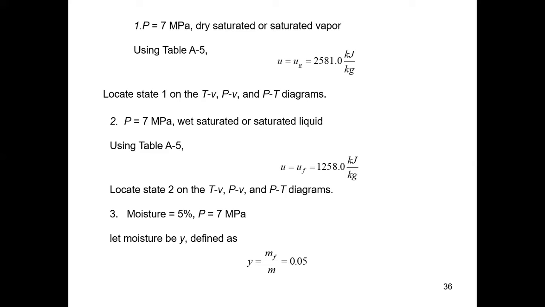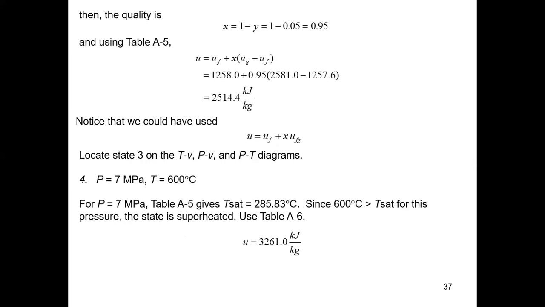Okay, here they're calculating the internal energy. They located the given temperature and pressure, and you can find out Ug. Pressure is 7 megapascal, and you can find the saturated liquid property Uf. Look at state 2 on TV, PV, and PT diagrams. Moisture is 5%, from which you can calculate y is 0.05. And if y is 0.05, then x is 0.95. That's how you get that.